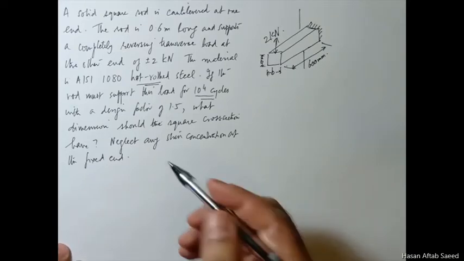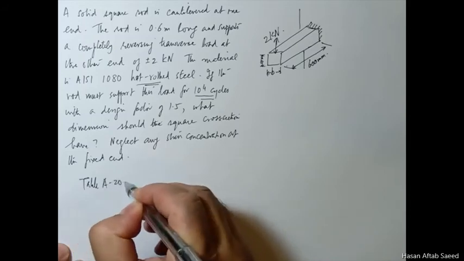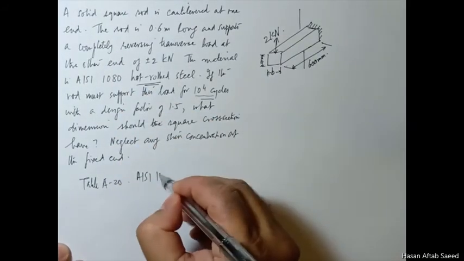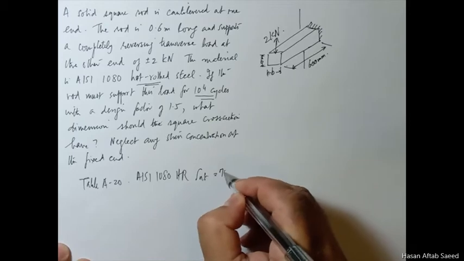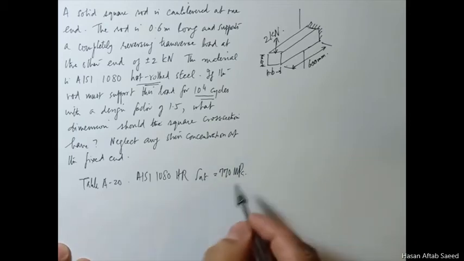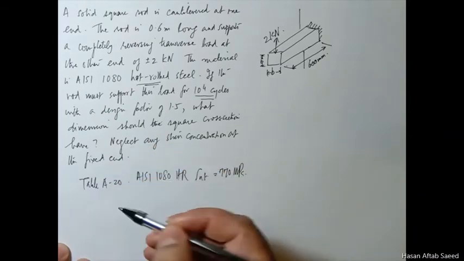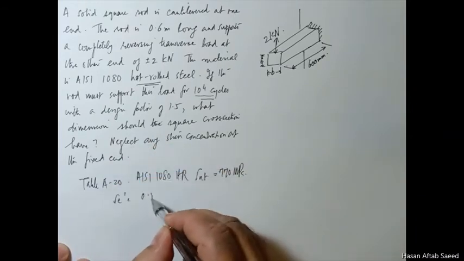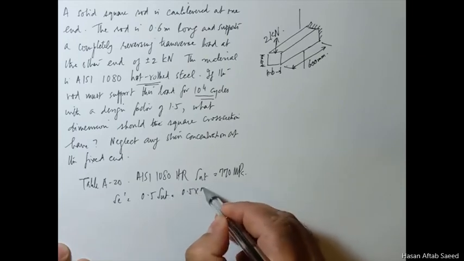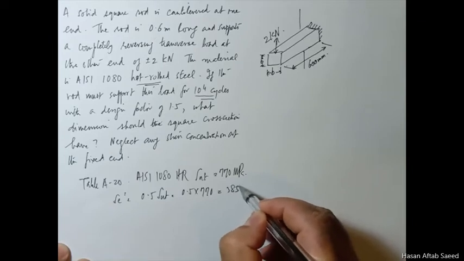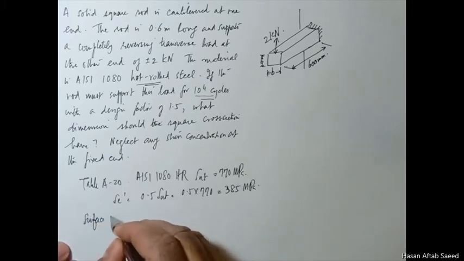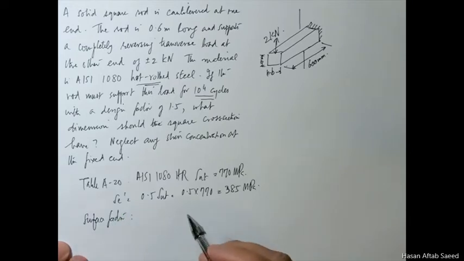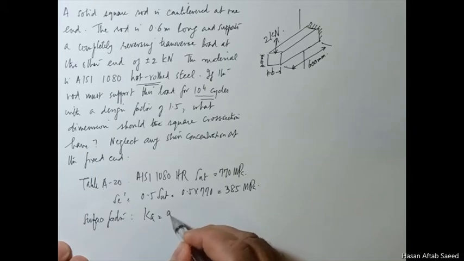The procedure will be the same. From table A20, for AISI 1080 hot rolled, you have S ultimate tensile equal to 770 MPa. It should be a very familiar process by now. If we have this, then SE prime is simply 0.5 SUT, that is 0.5 into 770 is equal to 385 MPa. Now this is SE prime. We need to find out SE again, the factors. First of all, the surface finish factor, the surface factor. Now the again very familiar expression, a SUT to the power b.